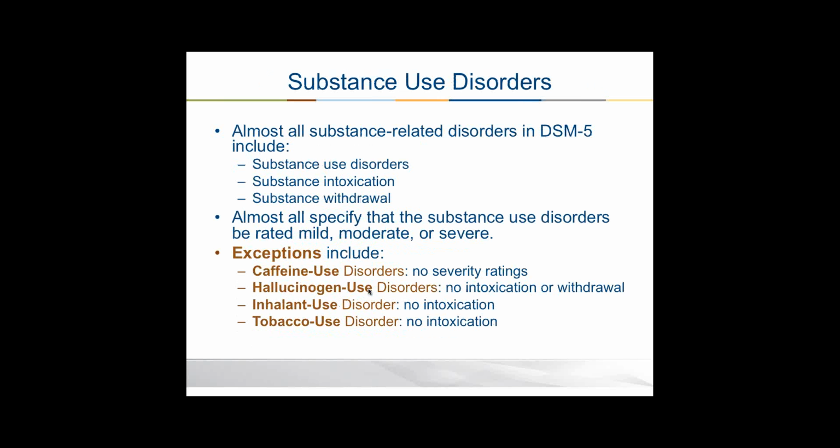And almost all of these substance-related disorders include separate categories for substance use disorders, substance intoxication, and substance withdrawal. And almost all specify that the substance use disorders be rated mild, moderate, or severe. There are some exceptions, because a few of these substances do not include, for example, intoxication. Hallucinogens, inhalants, and tobacco, there is no intoxication to be diagnosed. Caffeine use disorders you don't diagnose according to severity, and the hallucinogen use disorders don't include a category for withdrawal.